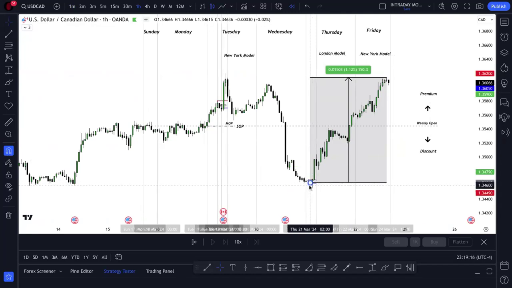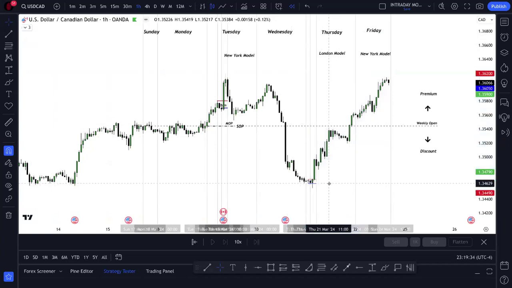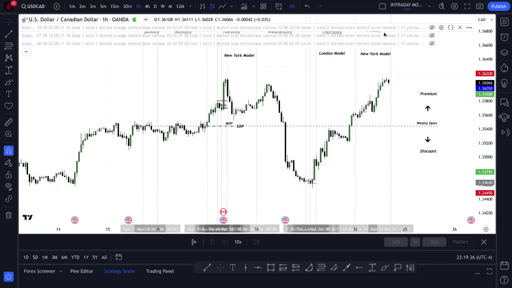Come on. And London was the low of the day. Look at that. London session was the low of the day. New York gave a small retracement, continuation pattern here. Goes higher. Asian session. This is AMD. I can see it. This is AMD. This is accumulation, manipulation, distribution.